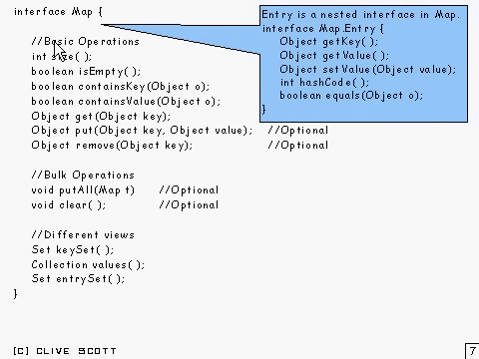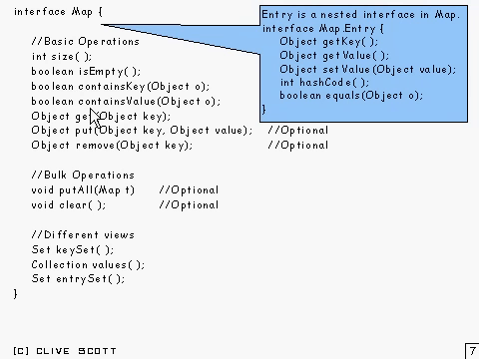Now, the next thing to look at in map is the basic operations, and what we have got here is you can get the size, and that tells you how many entries it's got. You can see if it's empty. If the map itself is completely empty, then it will return true there, or false if it's not. You can see whether it contains a particular key, and that will return true or false depending on whether it has that particular key in it.